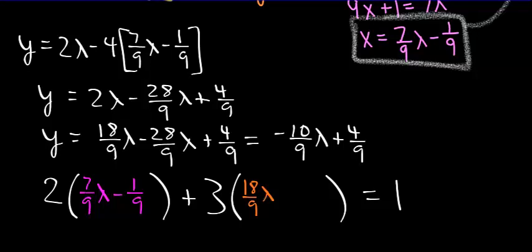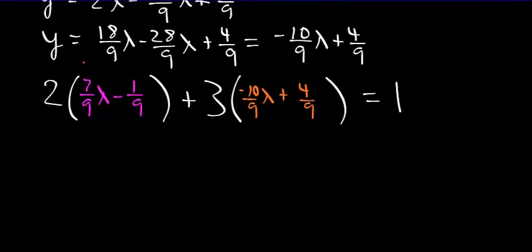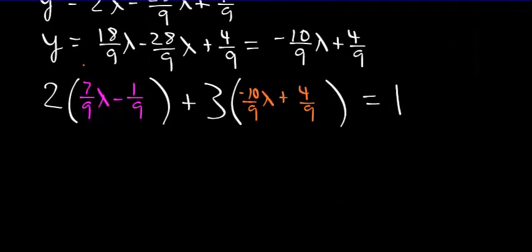Well, actually, I was looking at the wrong thing. Negative 10/9 plus 4/9. Okay, so this is what we have now.